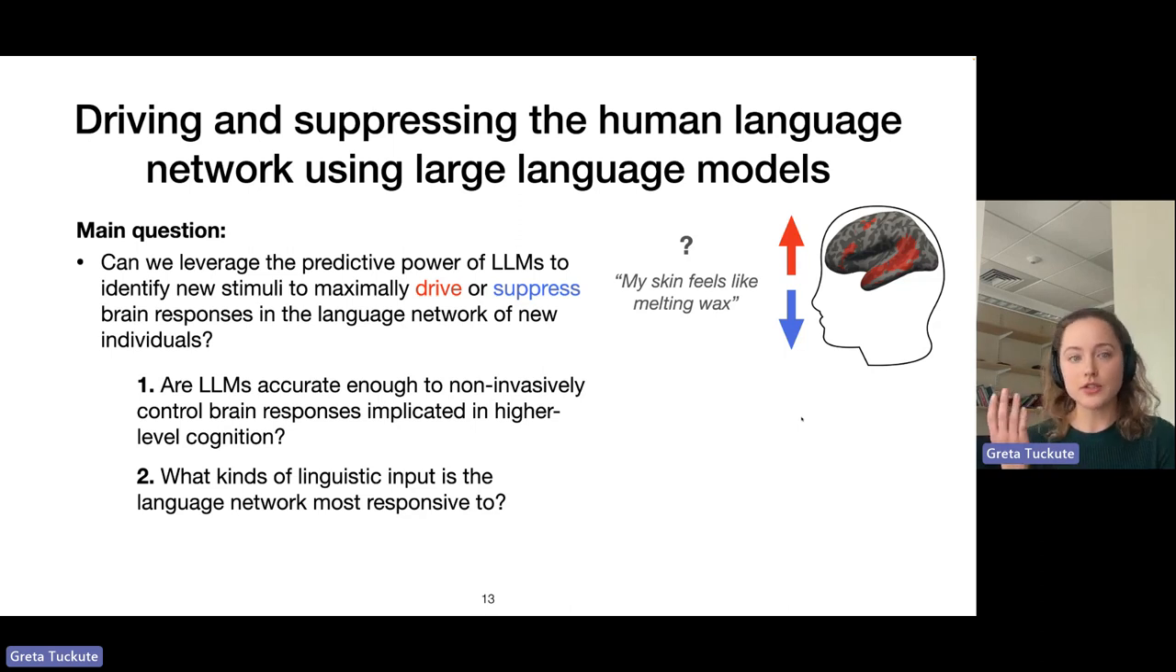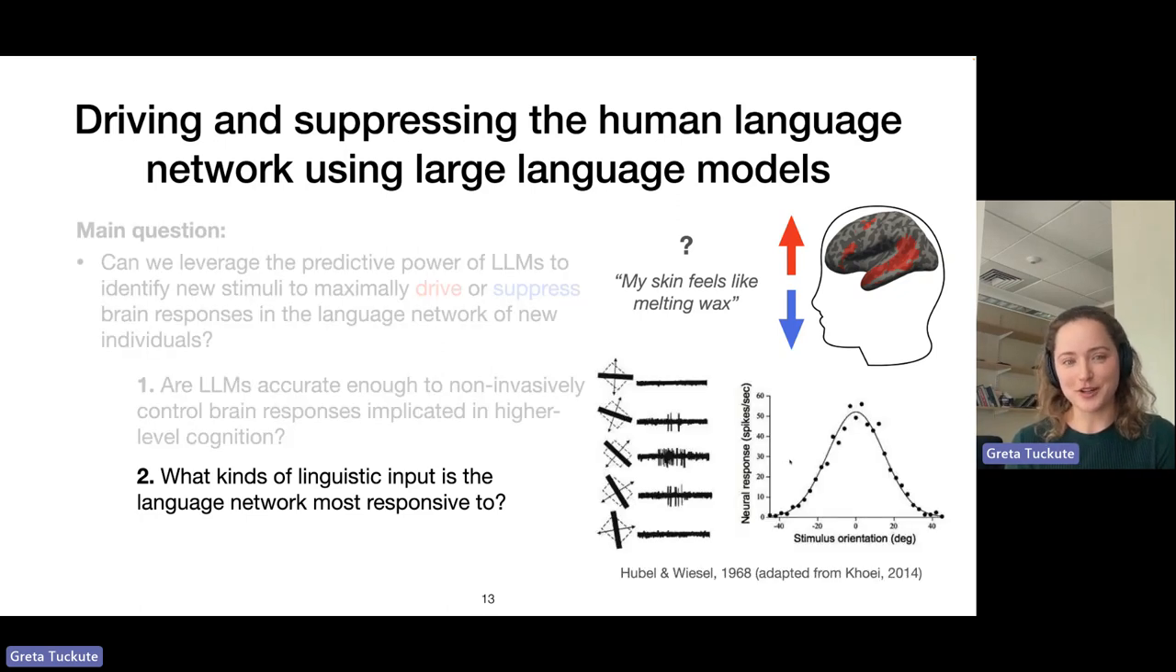And this logic of understanding a brain region or a neuron better by figuring out what it is most responsive to is, of course, not new. And the idea that neurons have certain stimuli that they respond more strongly to than others dates back to the pioneering work of Hubel and Wiesel, who demonstrated how some neurons are more responsive to various orientations of the stimuli. In that way, this is the same logic that we try to apply here, just to the language network in the brain.